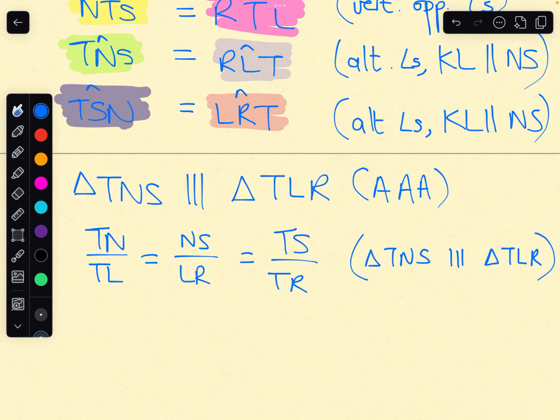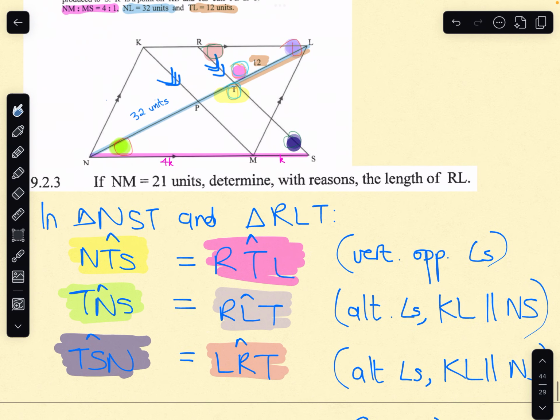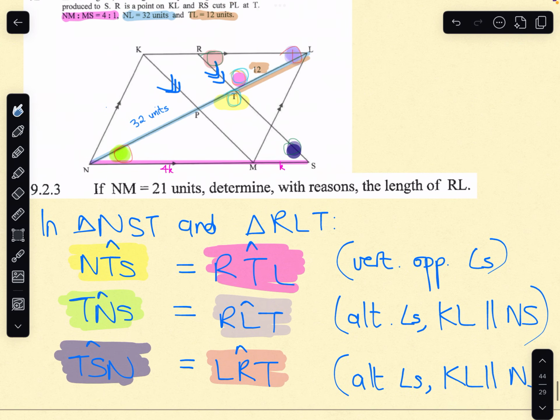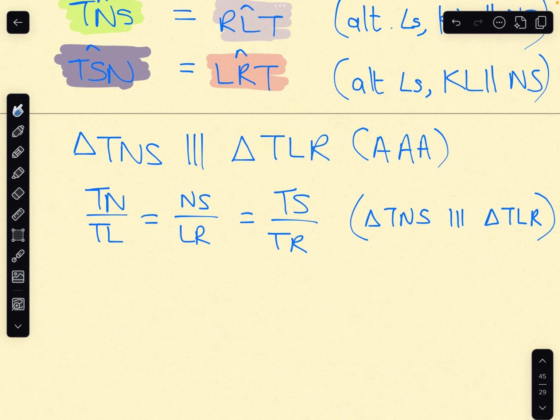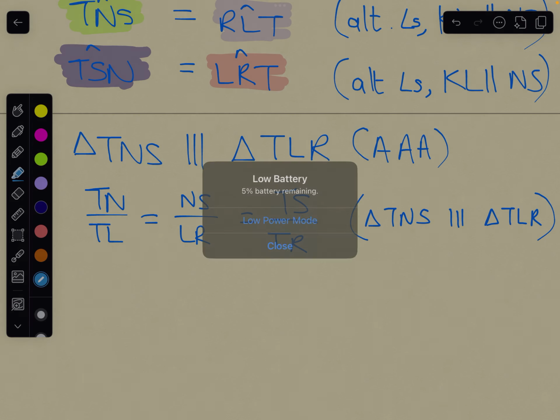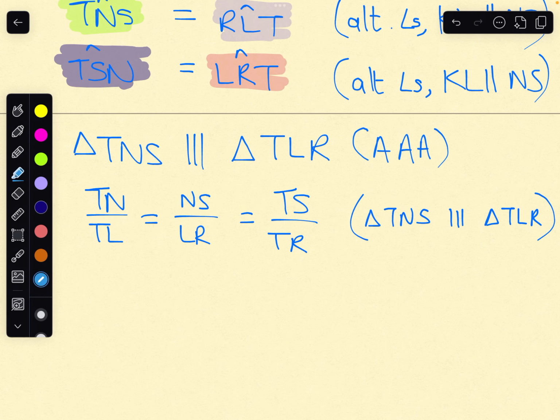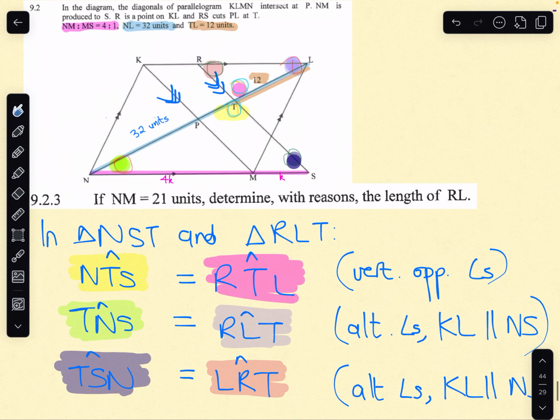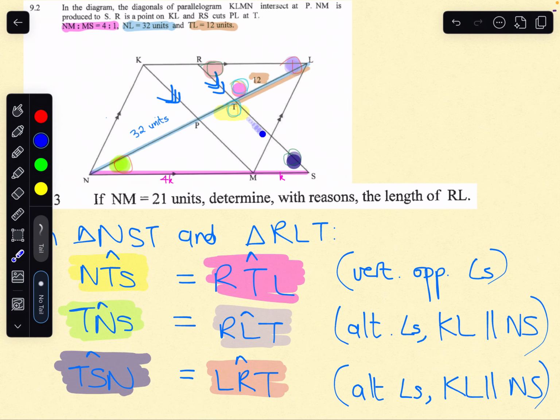Okay. Now let's fill in what we know. What are we trying to find actually? The length of RL. So this is the one we care about. Okay, and what do we know? We don't know TS. We know NM is 21.